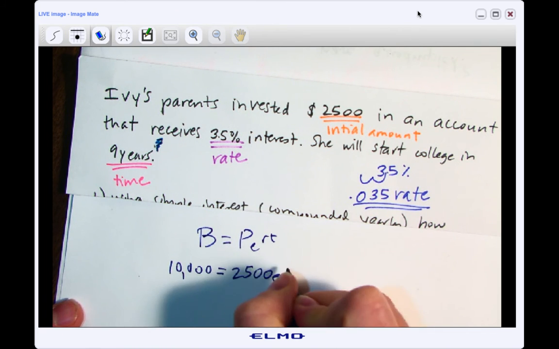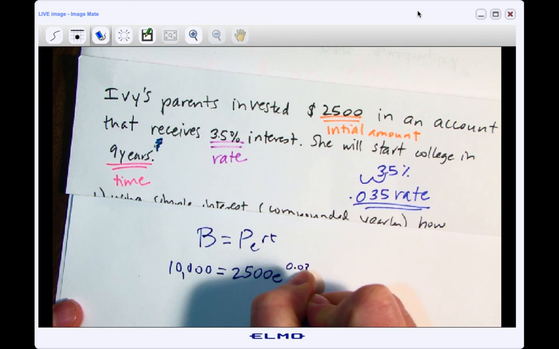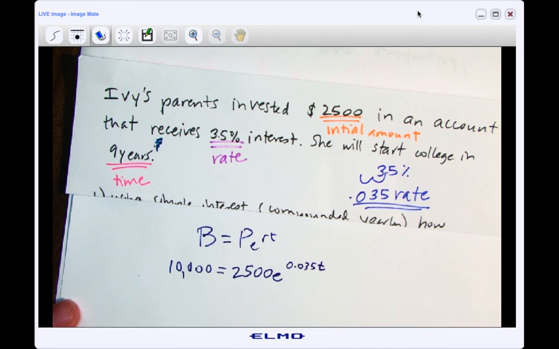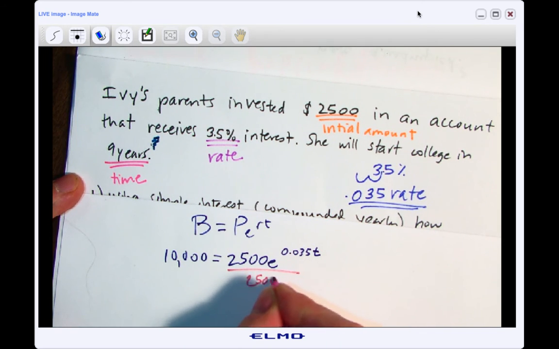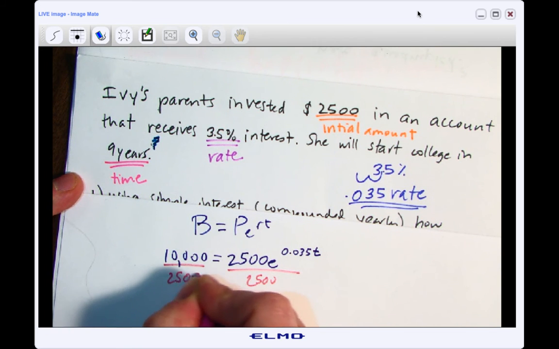E, we know the rate is 0.035, but we don't know how long it's going to take to get there. We know it's a lot more than 9 years because 9 years only gave us like $3,500 or whatever. Okay, so the first thing we're going to do is divide both sides by this 2,500, and what you're going to notice is something funny. Hopefully you'll see it too.